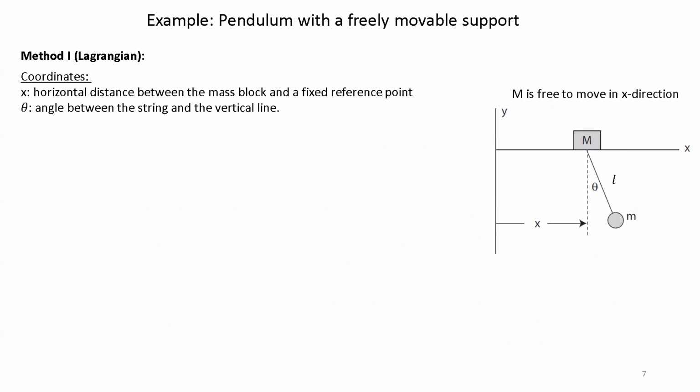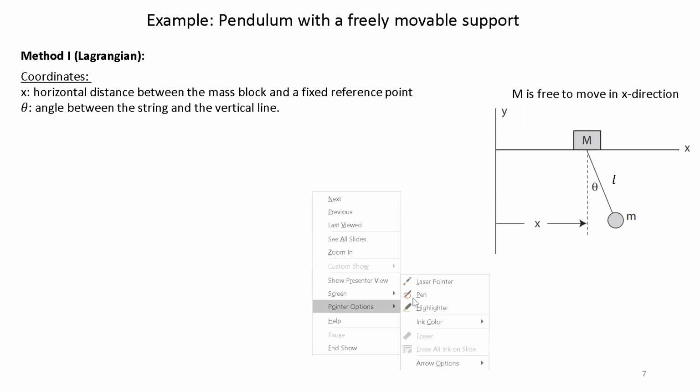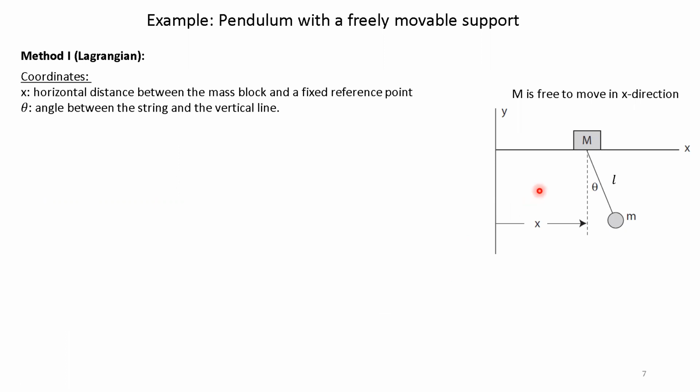So let's also finish the last example, and then we'll have a break. Again, this is a complicated one. What I have is, first of all, this mass block over here that is free to move along this plane. And then there's a string attached to the bottom of this mass block, and the other end of the string is attached to another small mass m.